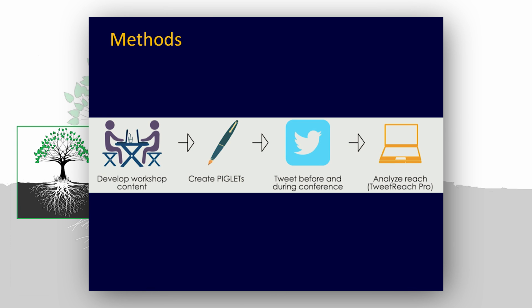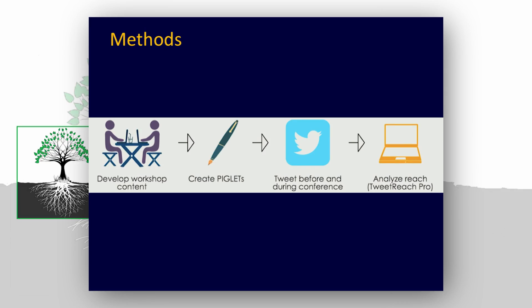We first developed the workshop content, and then we created our intervention, which we coined as Piglets, or presenter-initiated and generated live educational tweets. We set up a prospective single-arm study where we created these Piglets as our intervention. We tweeted before the conference workshops to generate interest, and then during the conferences to put out our supplemental material and key points. And then we did a brief amount of tweeting after the conference just to answer any questions that may have come through from virtual learners. Lastly, we used a program to analyze our outcomes called TweetReach Pro, which I'll talk a little bit more about.